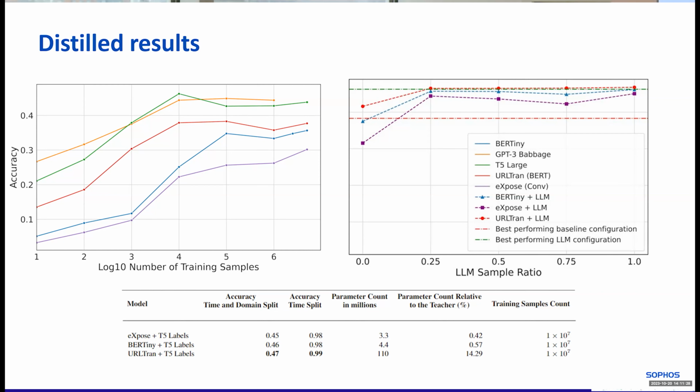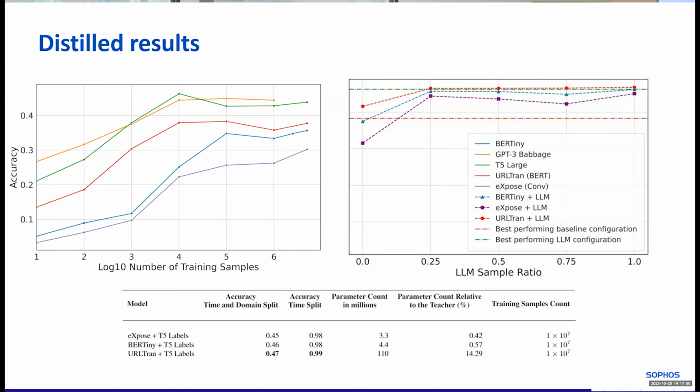On this particular data set, URL term, the Microsoft choice was the best model. Again, that's a BERT-based model. It got 47% accuracy on the domain split and 99 on the time split. But it's a 110 million parameter model.